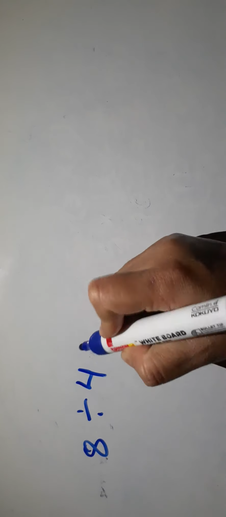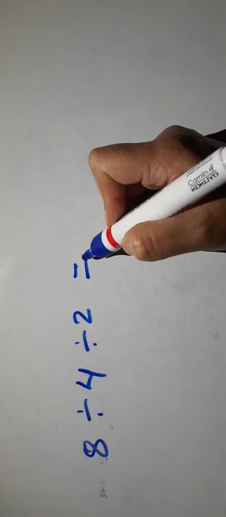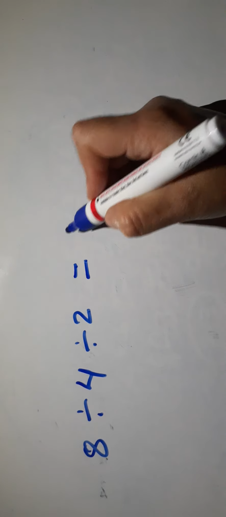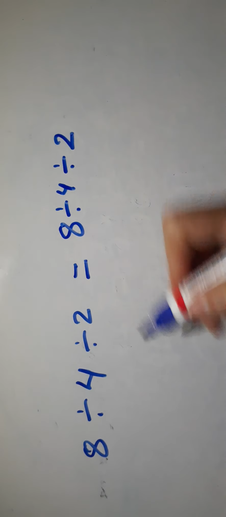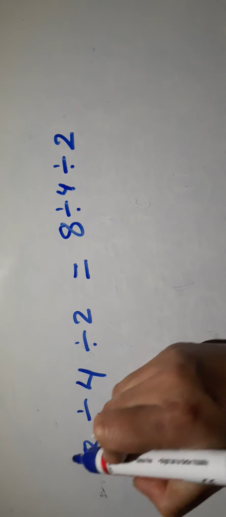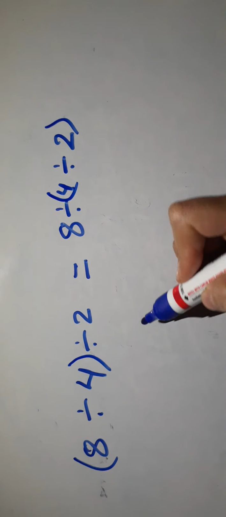I'll take two numbers, 8 divided by 4 divided by 2. On the other side, I'll just put this equal sign. Let us find out whether they are equal or not. 8 divided by 4 divided by 2. So let us combine 8 and 4, and here let us combine 4 and 2.